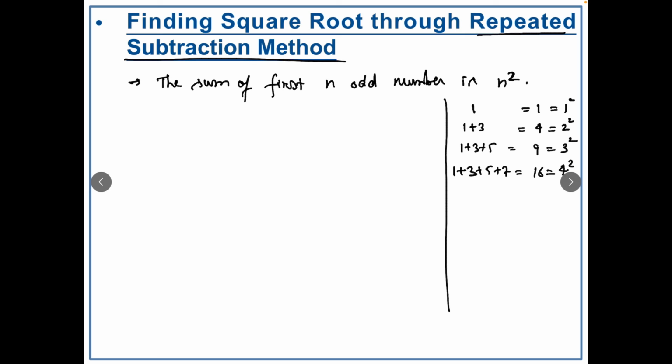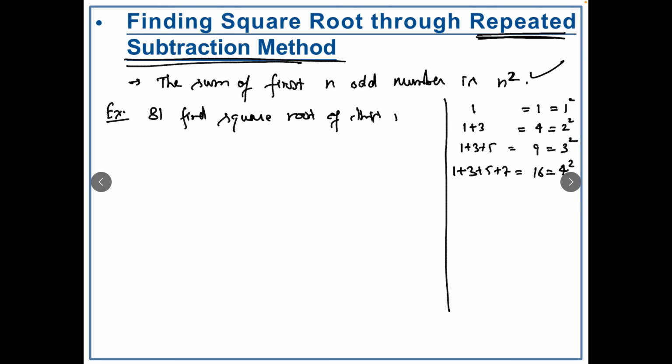In a similar way, we have this method of finding the square root of a number, which is called the repeated subtraction method. So we're going to use this concept. Let's say the given number is 81. Okay, this is for example. Suppose we have the number 81, and you are asked to find the square root of this number. We are going to use the repeated subtraction method. So first we'll write this as square root of 81. We have to find this.